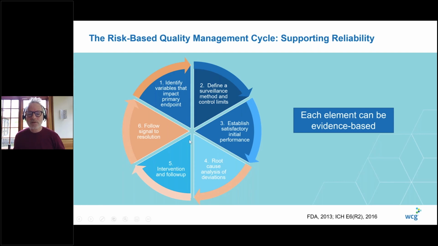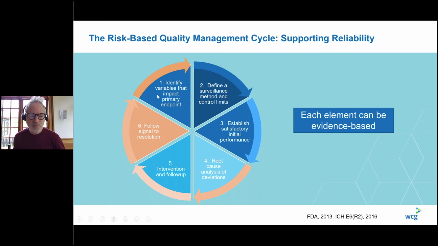And the point I want to leave you with, I might actually not say too much more than that, is that each element on this risk-based quality management cycle can be linked through evidence as to whether it's related to the accuracy and reliability of clinical trial results or not.